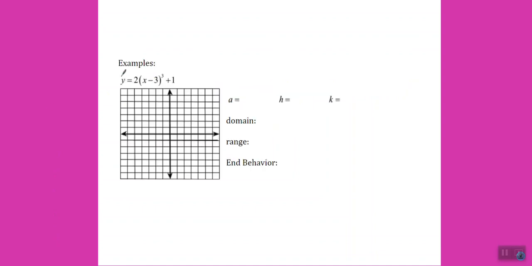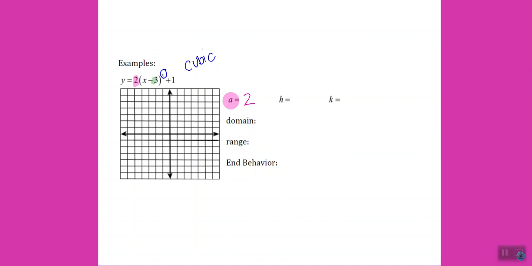So our first example, y equals 2 times (x minus 3) quantity cubed plus 1. Because of the cubed up here, we know this is a cubic function. Just like A is at the beginning of the alphabet, our A value will be at the beginning of our equation. So our A value is 2.